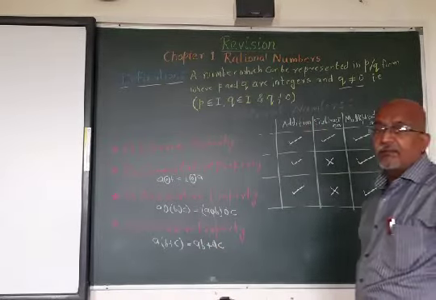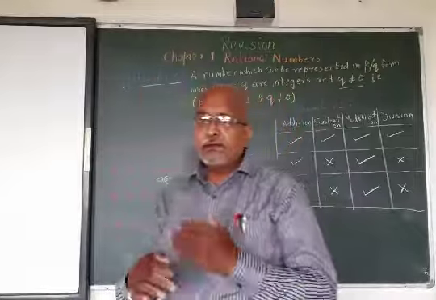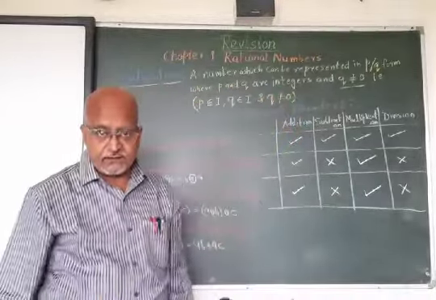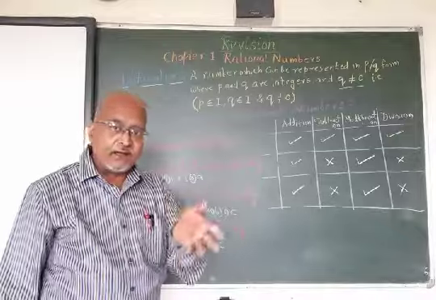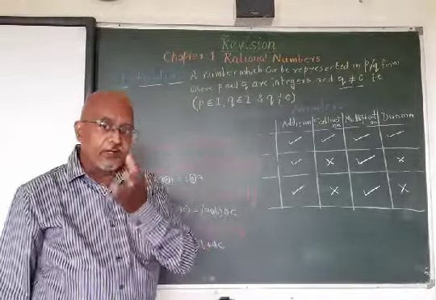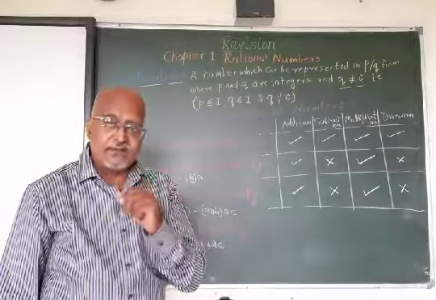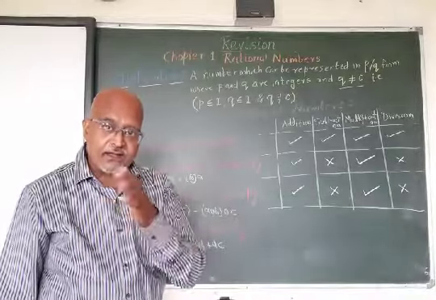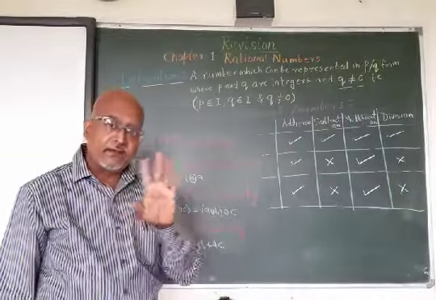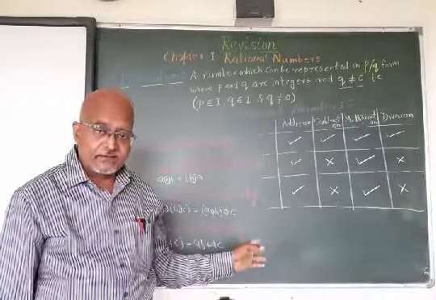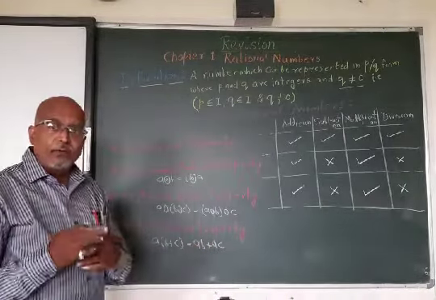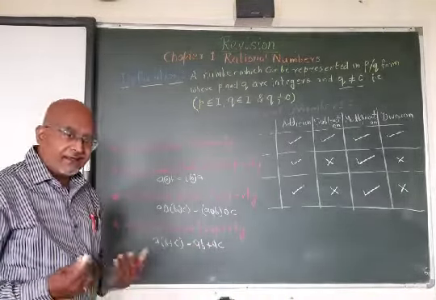The distributive property can be applied when more than one operation is there. Say division and subtraction, multiplication and addition, so division and addition. These types of operations we can handle with this. We can use this distributive property to find the result very easily.